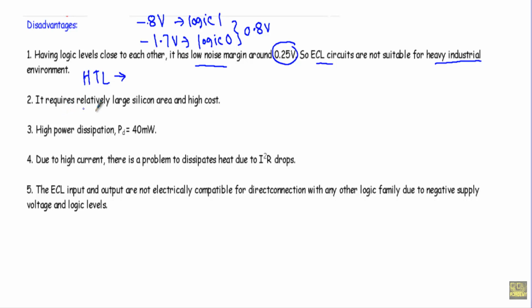Second point is that it requires a relatively large silicon area and it has high cost. See, to construct an ECL logic circuit, we have to fabricate several bipolar junction transistors and several resistors. As we have to fabricate the resistors, therefore it will take a large silicon area, and due to this large silicon area we have to spend more money.